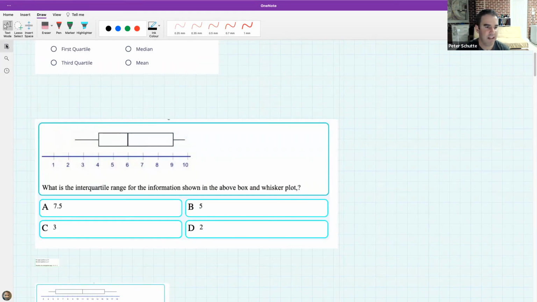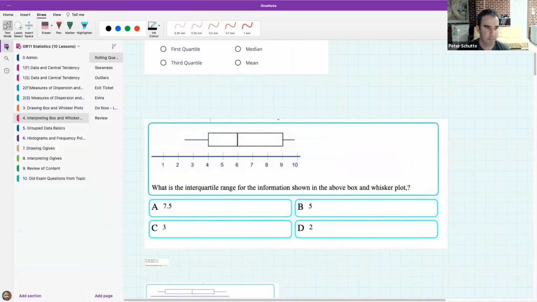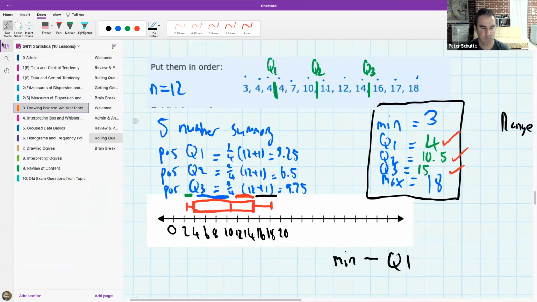Okay, so Bongeka is asking about skewness. Bongeka, you can see in the next lesson, we have some stuff on skewness. And so we'll talk a little bit about skewness in the next lesson. It's an interpretive type question. We'll get to that.